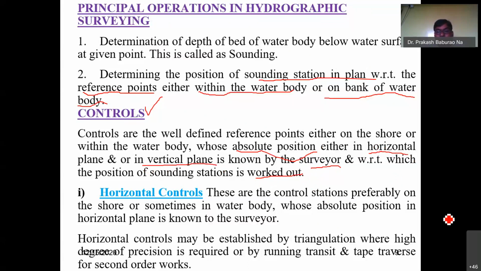So what about the horizontal control? These are the control stations, preferably on the shore side, sometimes in the water bodies, whose absolute position in a horizontal plane is known to the surveyor. Horizontal control points may be established by using triangulation or even by using traversing, where a high degree of precision is also required. That is, correction, so it doesn't have the error. The main principle of surveying is to work from the whole to the part, for elimination of error. So by utilizing triangulation, or you have to utilize the traverse, or even the plane table work in the second order.